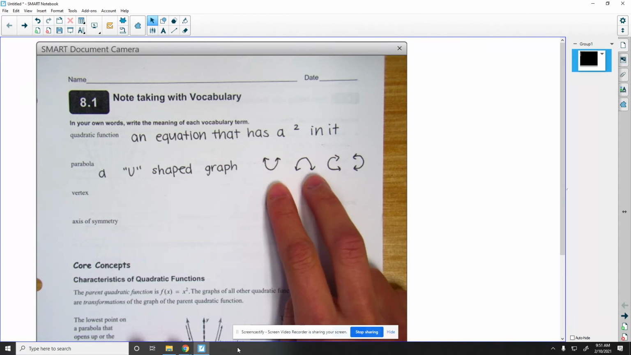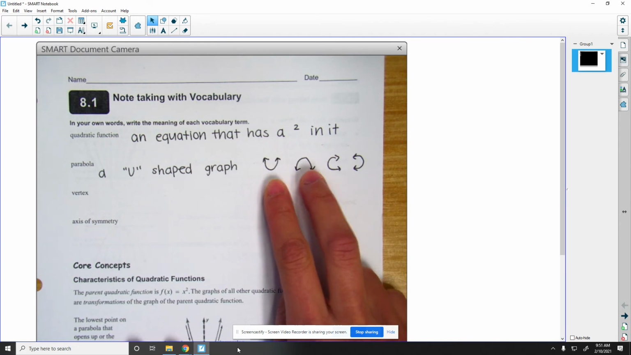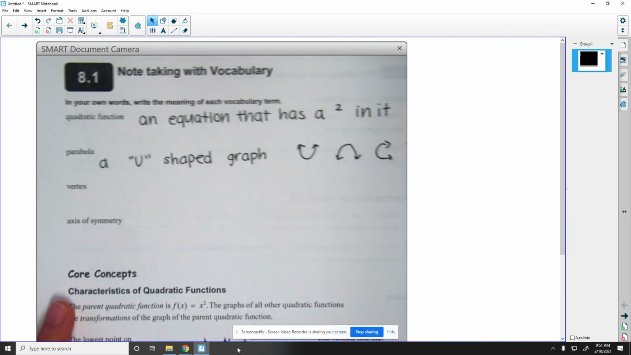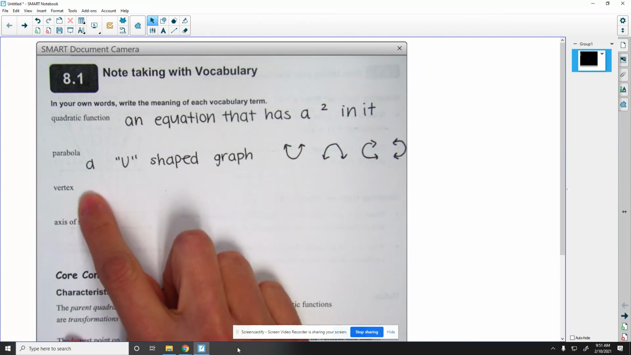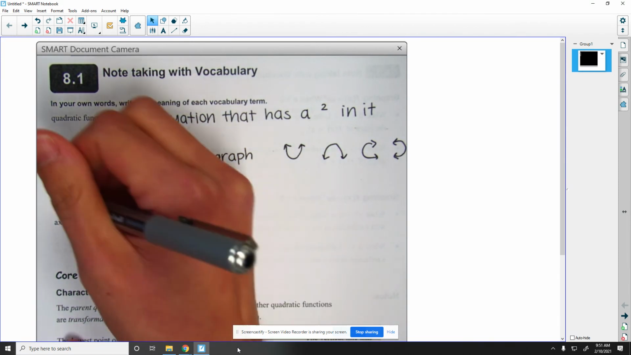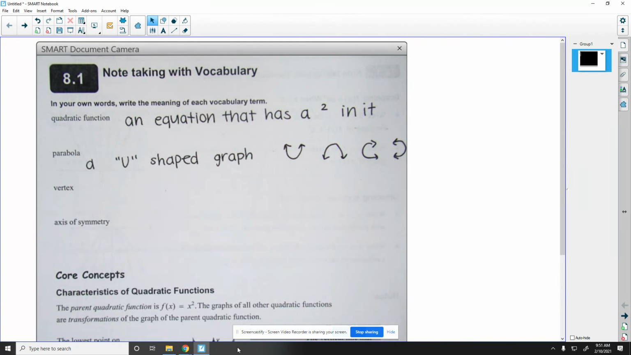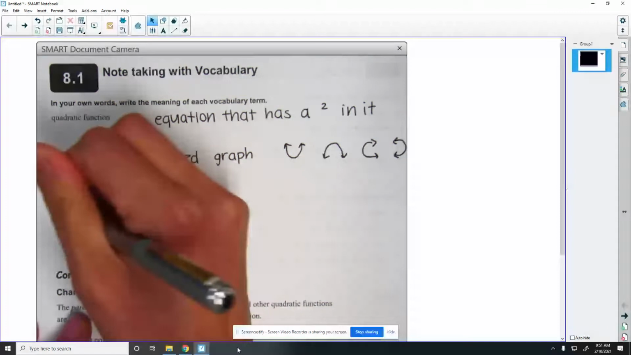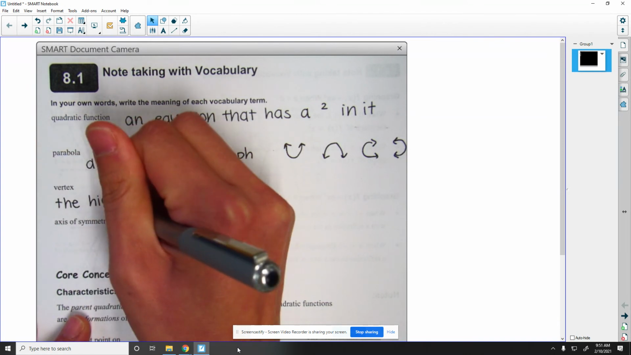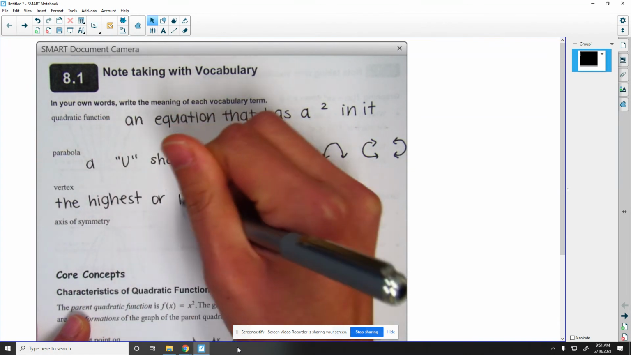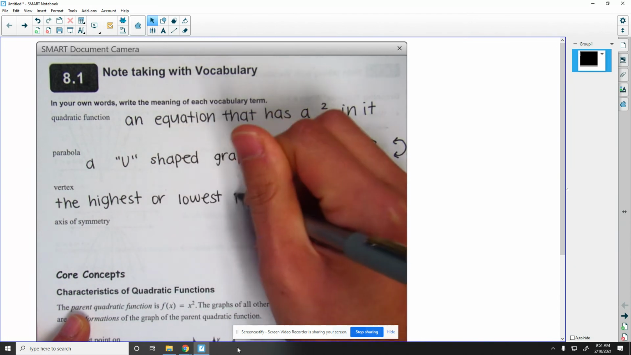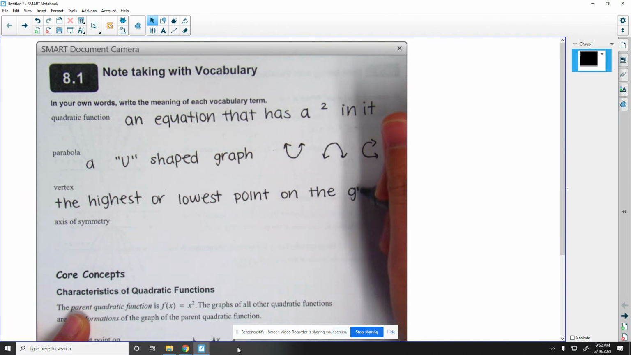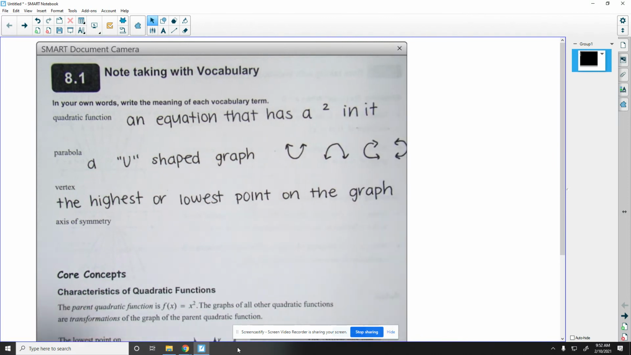So this chapter is all about graphing these parabolas, graphing these U's. There's a lot of terms you need to know about a parabola, like what each thing is called. So the first thing is called the vertex. The vertex is like when you have a shape with a corner, right? Well, you don't really have a corner here. So the vertex would be the highest or lowest point on the graph. So it's the highest or the lowest point on the graph.